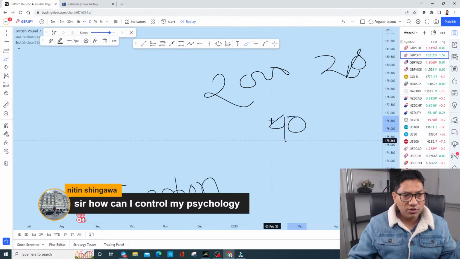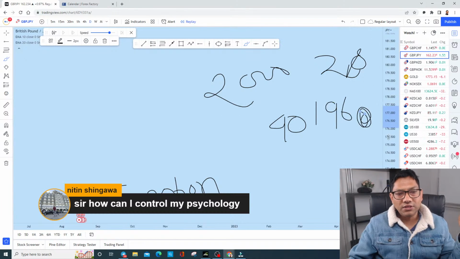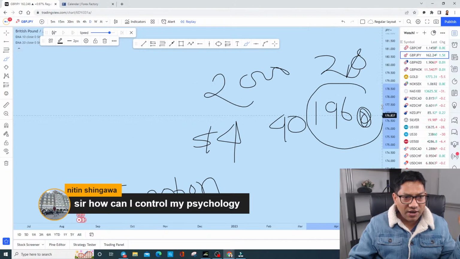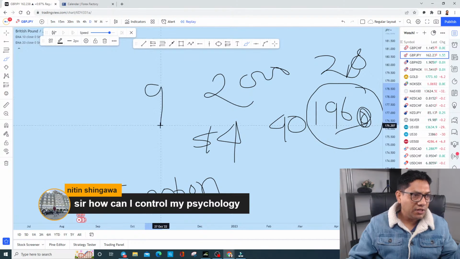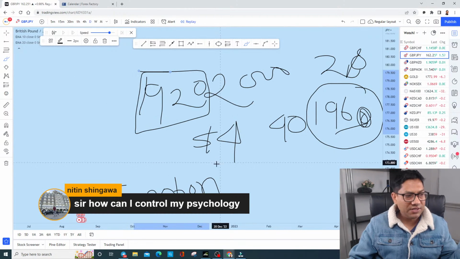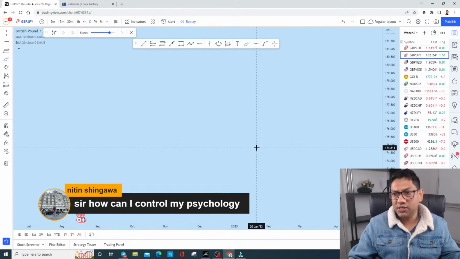Now you had a stop loss hit. Now your account is 1960. Instead of thinking that I lost $40, think that I still have 1960 and I don't want to lose that. Like that, if you had another losing trade, now you have 1920, right? Look at this money, focus on what you have. This is a very, very powerful concept, guys and girls.